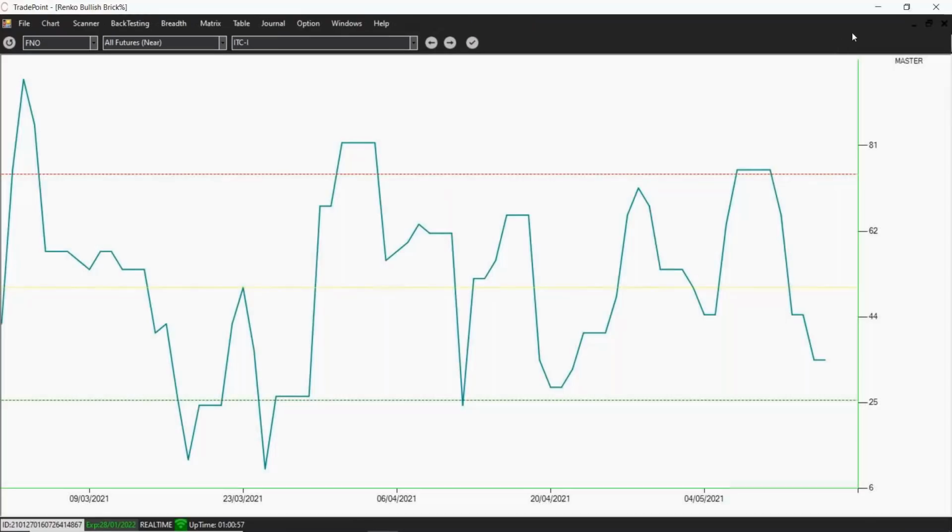Renko breadth, how many stocks in Nifty 50 are trading in bullish break of Renko? So almost about 34% stocks. So it is below 50. So breadth of Nifty is not that bullish on a daily time frame, but it is in a range. So from here, we might see some kind of pullbacks. So this chart tells us that overall market is in range.